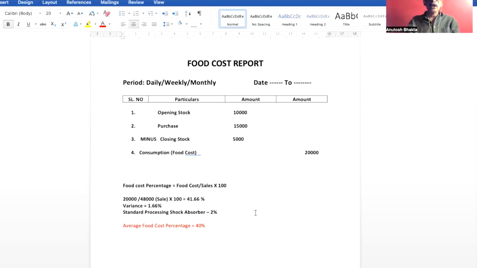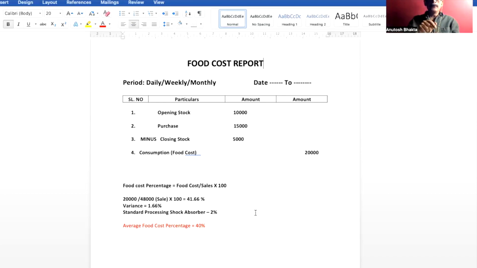The probable reasons could be wastage of your food because you could not store it properly. Probably you have received low quality ingredients, so your yield is less, and there could be pilferage. This will happen, you cannot stop it completely, but the industry standard of variance is 2%, not more than that. If it is within that, then it is fine, we are on the right track. But if it is more than that, then something is wrong.